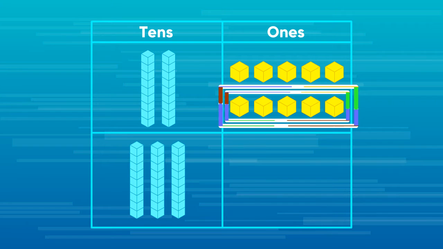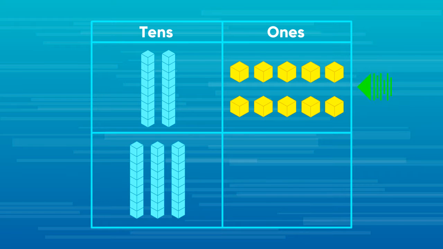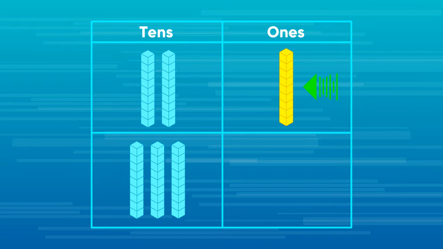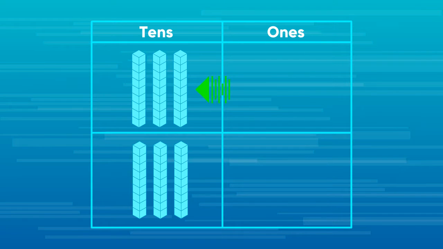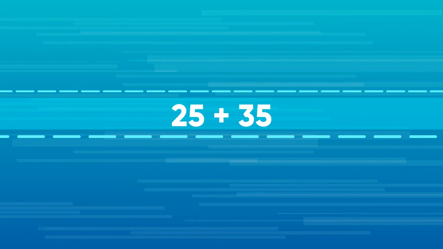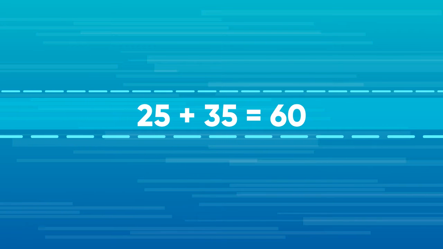On adding the cubes in the ones place, we get 10 cubes in all. These 10 cubes group together to form one rod, which gets carried in the tens place. Thus, on adding, we get 6 in the tens place and no cubes in the ones place, meaning 0 here. Therefore, 25 plus 35 is equal to 60.